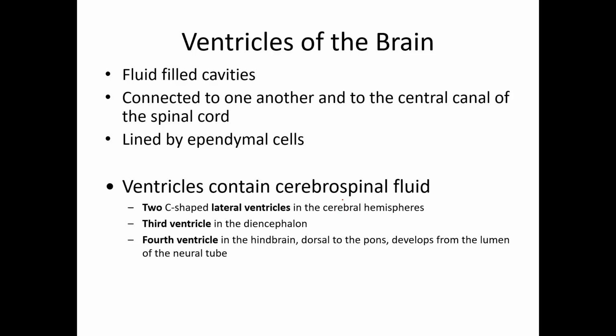Ventricles in the brain. Inside the brain, you have fluid-filled cavities. Those are called the ventricles. Now, inside the human brain, there are two C-shaped lateral ventricles, one third ventricle and one fourth ventricle. Now, these ventricles are connected to each other.